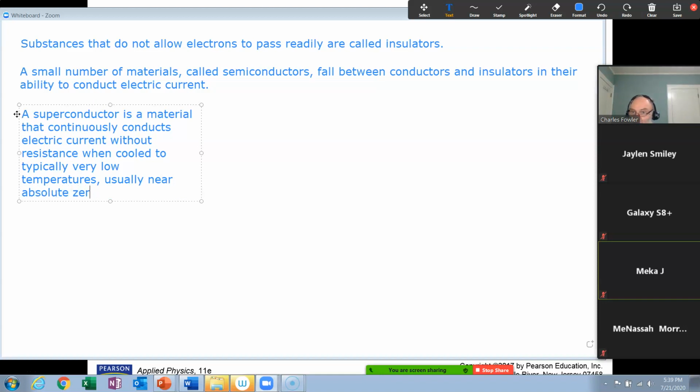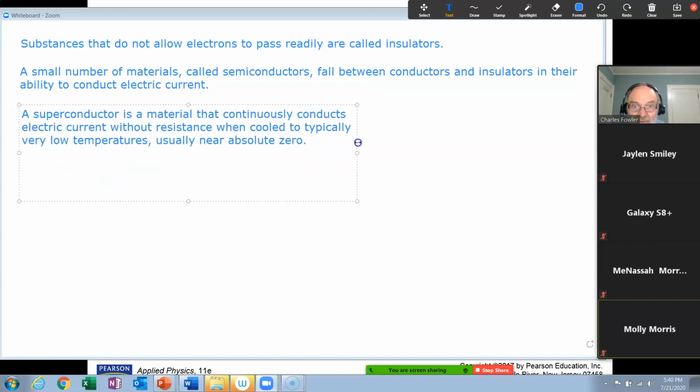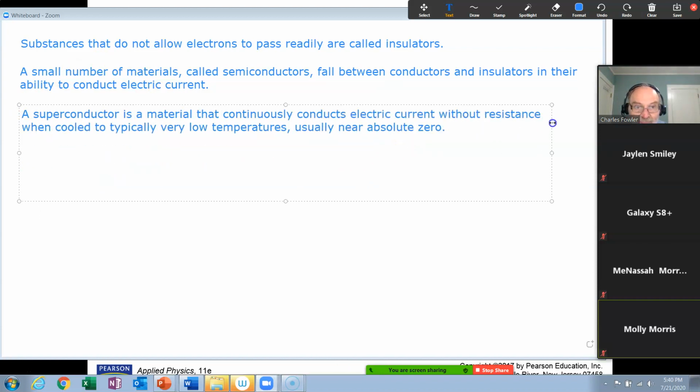In other words, as cold as you can possibly go, okay? And they mention a guy here, I don't even know how to pronounce his name, Kamerlingh Onnes, who discovered superconductivity in 1911, shortly after he discovered how to liquefy helium gas, which is done at incredibly low temperatures. Once he found that out, he was able to find superconductors, because superconductors operate at incredibly low temperatures.